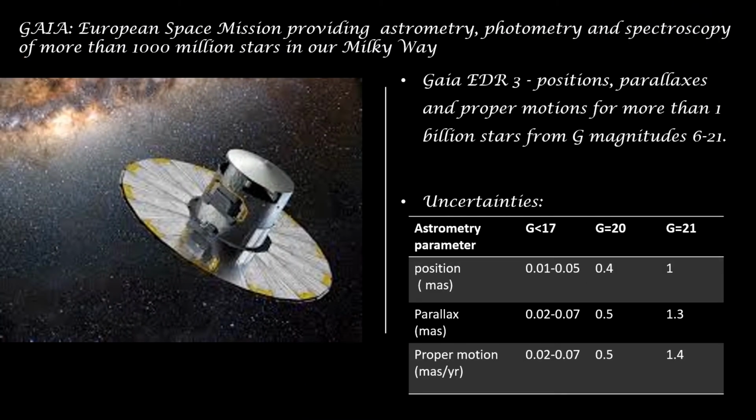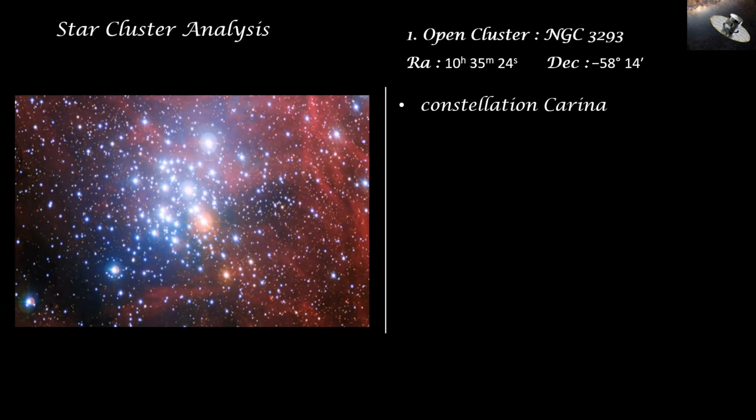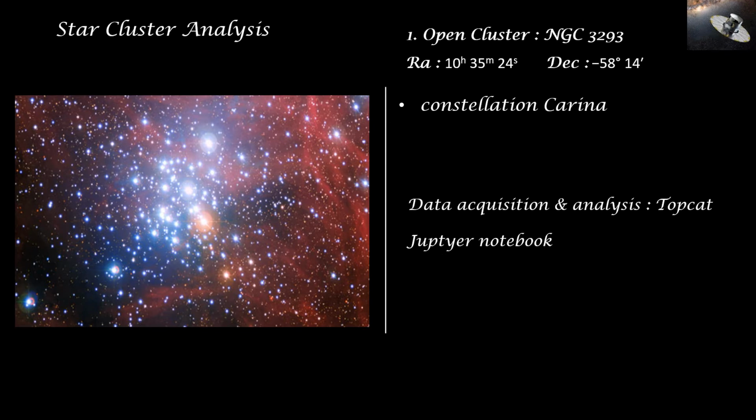For this project, I have used data from the Gaia mission, in particular the early data release 3, which gives positions, parallaxes, and proper motions for a huge number of stars in the instrument magnitude range 6 to 21. The table gives the uncertainties in the astrometric parameters up to the instrument magnitude of 21. Using the methodology outlined earlier, I have analyzed 6 open clusters and 1 globular cluster. I will be explaining in detail the method I have used using the open cluster NGC 3293 in the constellation Carina.